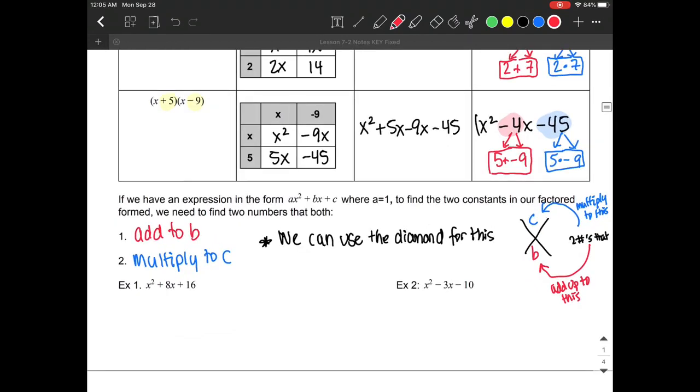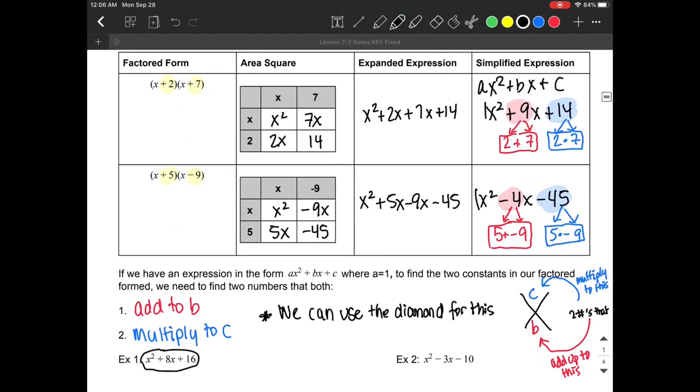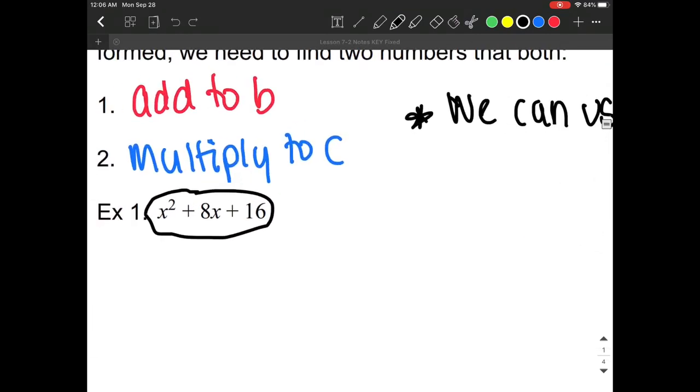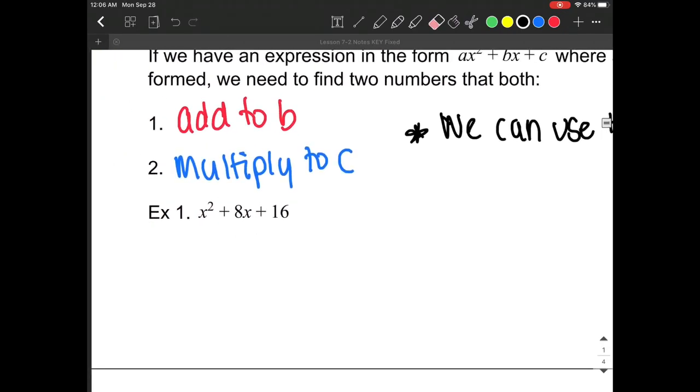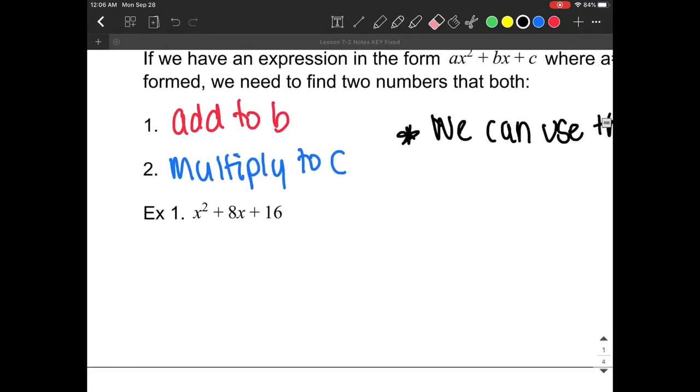All right, so let's try an example. We're going to go from the simplified form back to the factored form. We have x squared plus 8x plus 16. What we need to do is find two numbers that add up to b and multiply to c, and those directly give us the factored form. We're going to use our diamond to get there.